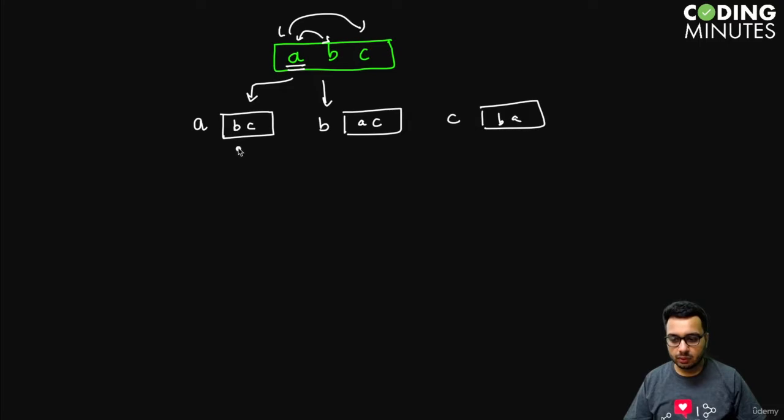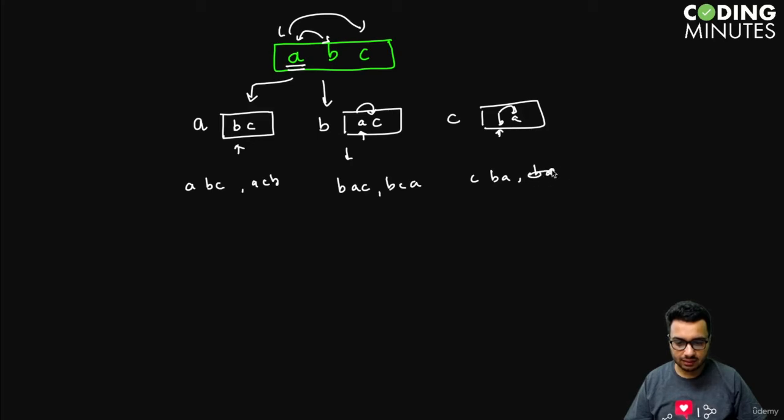Okay, and if you do the same thing for the smaller string bc, you can get abc, or you can get acb. You do the same thing for this, either you have a at the first place, you get bac, or you have c at the first place, you get bca. Similarly here, either you have b at the first place, you get cba, or you have a at the first place, that is cab. Okay, so you can see you got 6 such permutations. Okay, so I hope you're getting little bit idea.